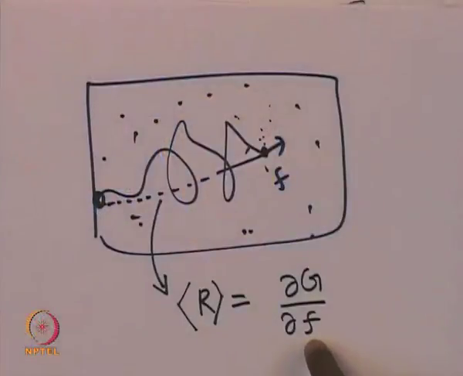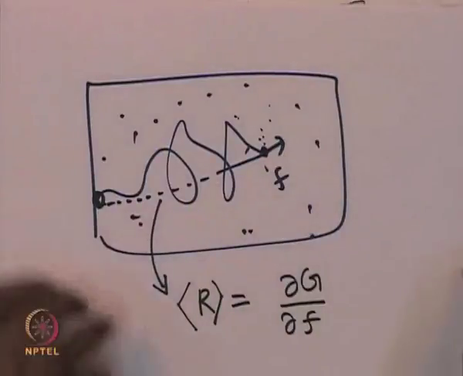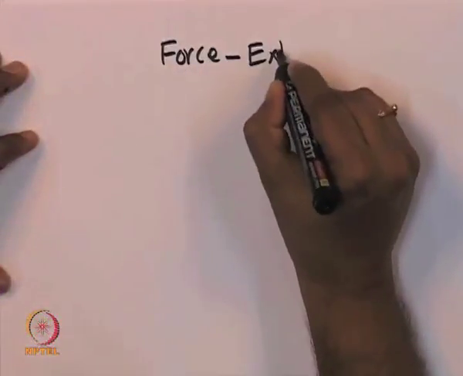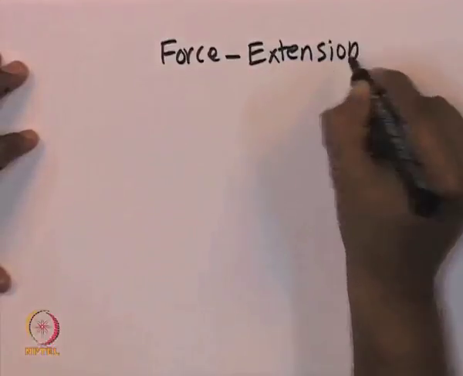So, today we will discuss how to calculate this free energy for a single stranded DNA. If you have a given force and the given extension, such a relation is called the force extension relation. You apply a force and calculate how much is the extension.